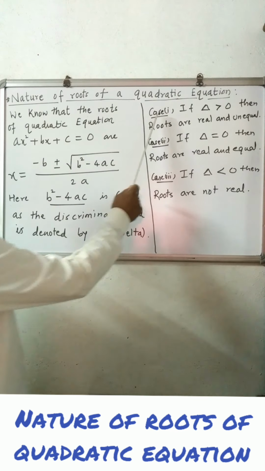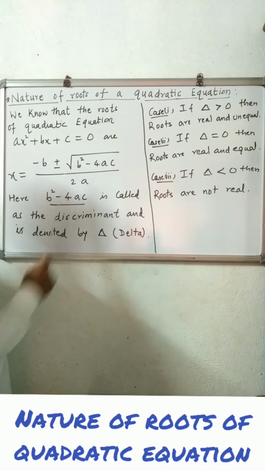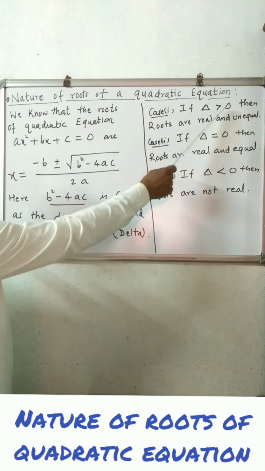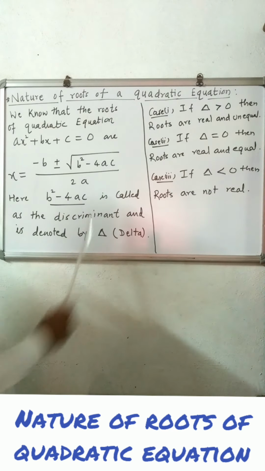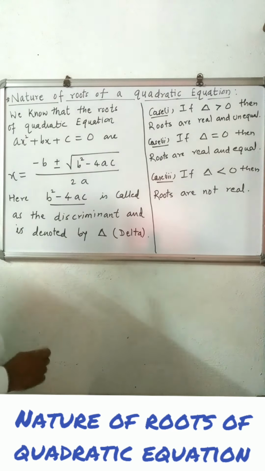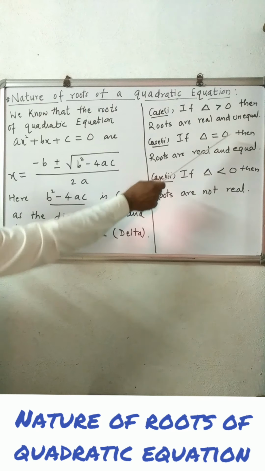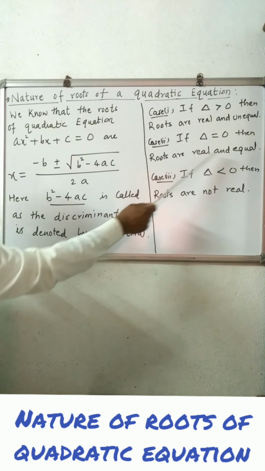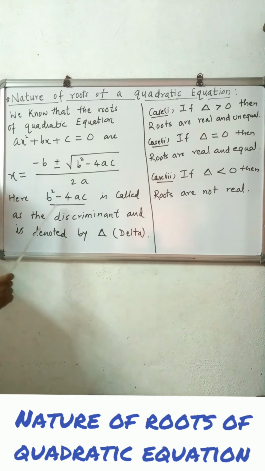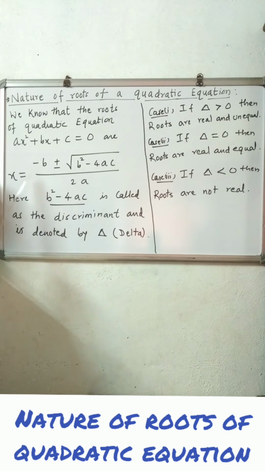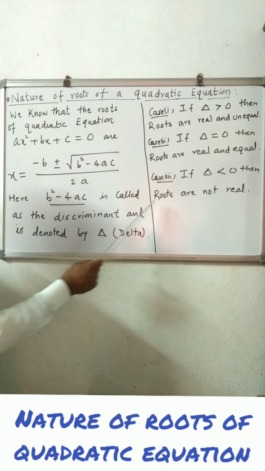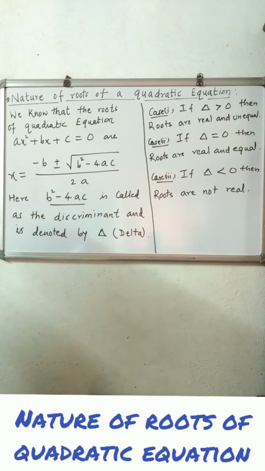First case is if this value of discriminant b square minus 4ac, delta, is greater than 0, then the roots which you get are real and unequal. Roots are real and unequal if delta is greater than 0. If delta, the value of b square minus 4ac, is equal to 0, then the roots are real and equal. You will get real and equal roots if b square minus 4ac is equal to 0. And third case, if delta is less than 0, if the value of b square minus 4ac is coming negative, then the roots are not real.